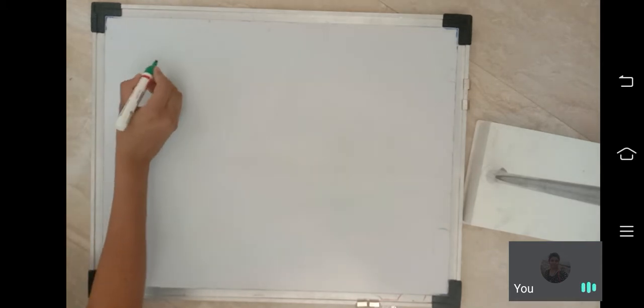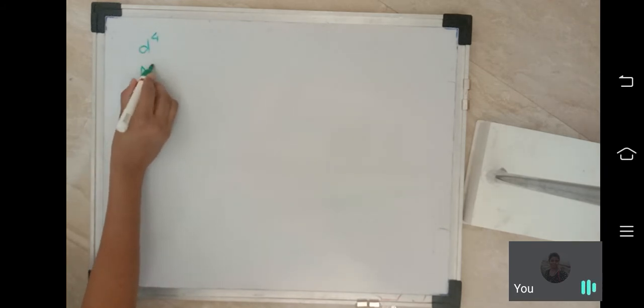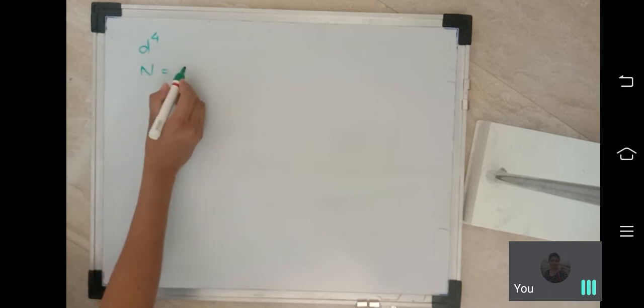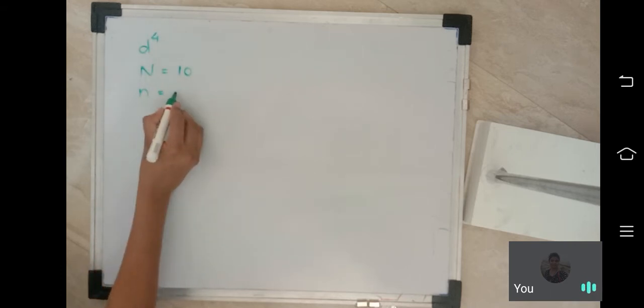See the second example. This is a simple one, the d4 system. What is the capital N? The d orbital is carrying how many electrons? 10 electrons. Here small n is 4.